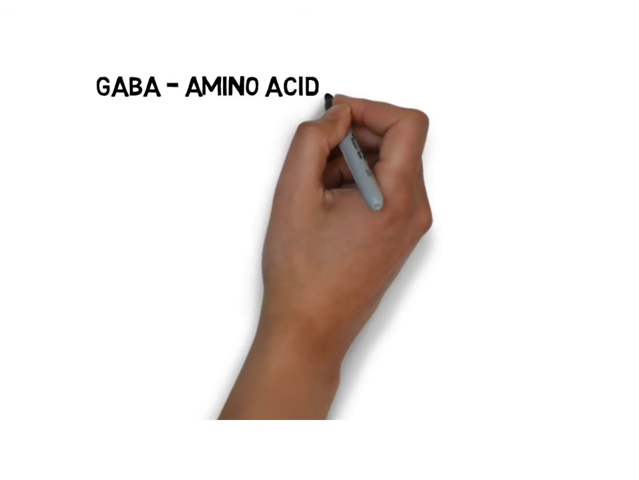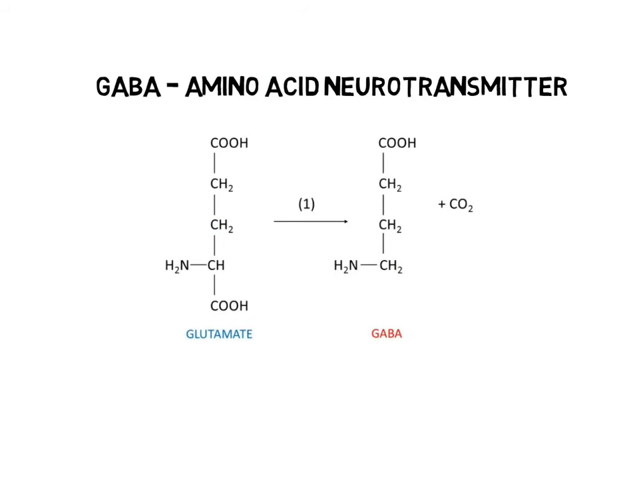Although GABA's primary function is as a neurotransmitter, it has the structure of an amino acid and thus is referred to as an amino acid neurotransmitter. It is synthesized from another amino acid neurotransmitter, glutamate, in a reaction catalyzed by the enzyme glutamic acid decarboxylase.